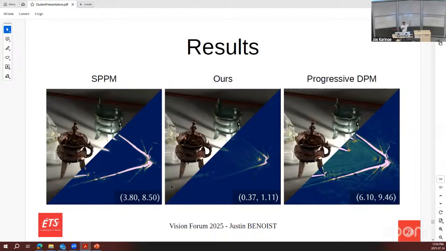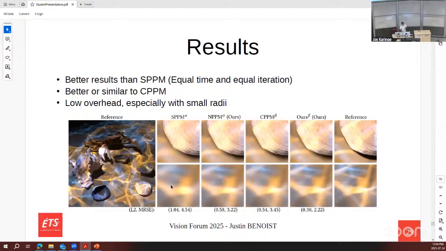If we look at some results, we can see that naively using the deep photon mapping architecture on the left with the progressive scheme gives high error, as shown on the bright pixels of the error map. Our results are better than the classic SPPM results on the right, which is another classical progressive photon mapping approach. Overall, our results are better than SPPM. They are equivalent or better than CPPM, the state of the art. It depends on the scene.